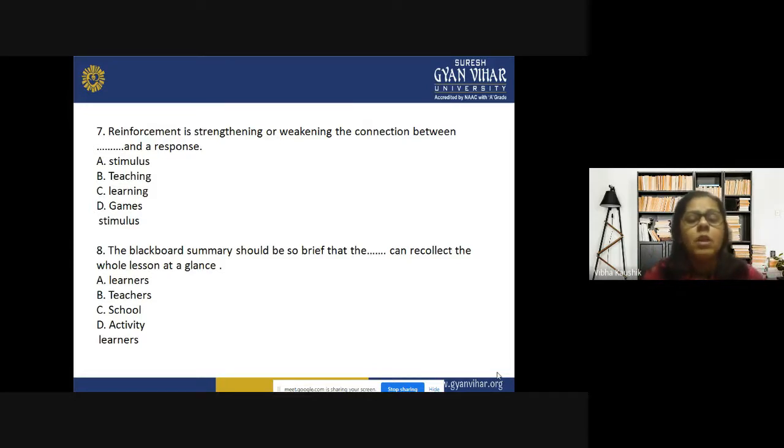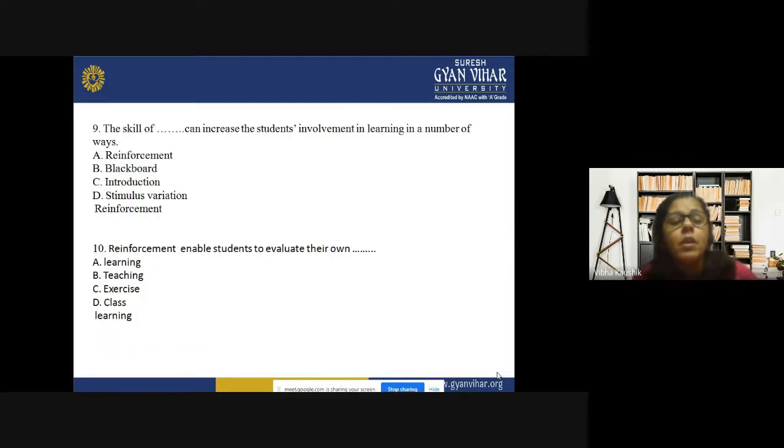Now the options are A. Learners, B. Teachers, C. Schools, or D. Activity. Now what will be the correct answer? The correct answer will be: Blackboard summary should be so brief that the learners can recollect the whole lesson at a glance.